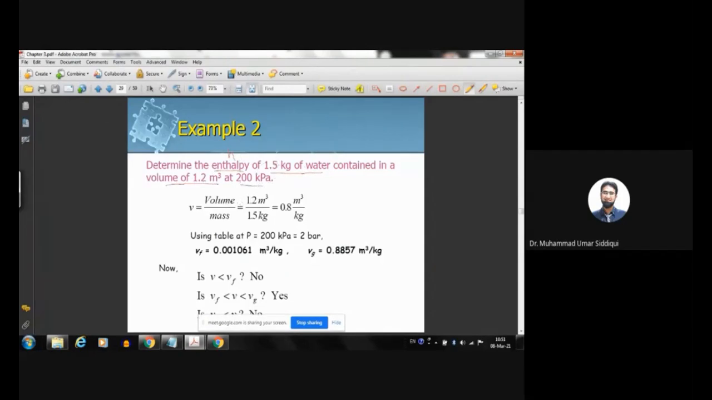So we have the mass of water and we have the volume of the container in which water is. If we have the mass and the volume of the container, we can find the specific volume, because the specific volume is volume per unit mass. So divide 1.2 by 1.5, and we have a specific volume of 0.8 meter cube per kg. Okay, and so we have two properties with us.